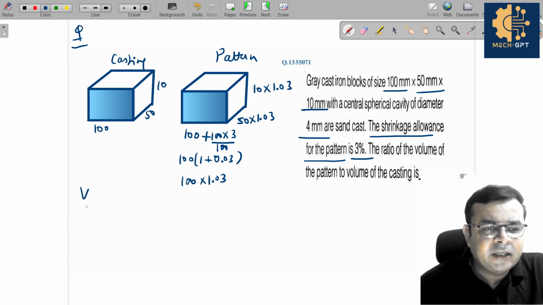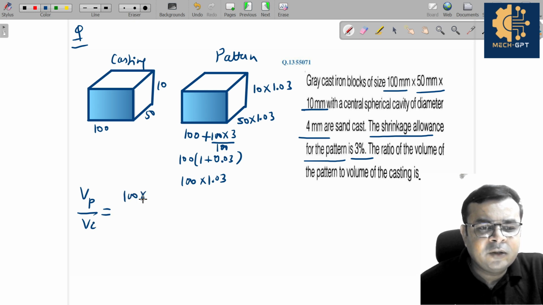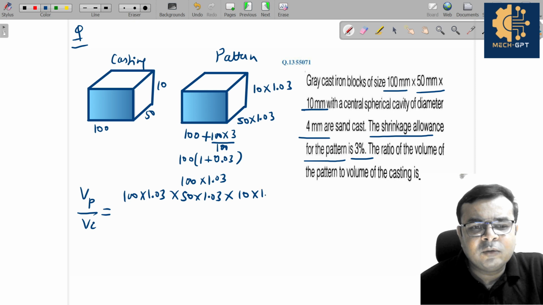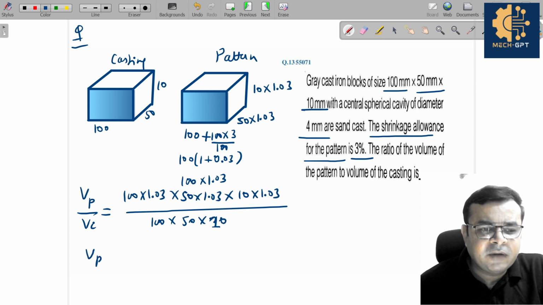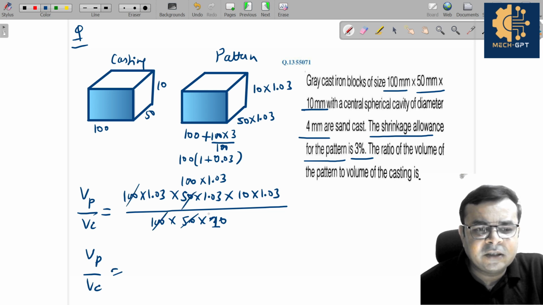And here we need to write the volume of pattern over the volume of casting, which is equal to 100 into 1.03 into 50 into 1.03 into 10 into 1.03 over 100 into 50 into 10, correct? When you simplify this, 100 is cancelled out, 50 is cancelled out, and 10 is cancelled out. So simply here we get 1.03 whole square.